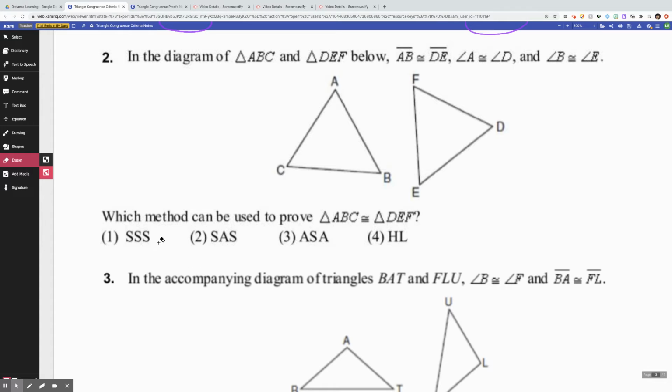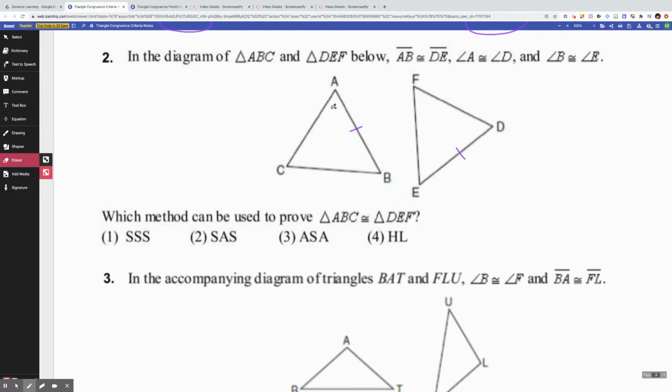In this diagram, we have that side AB is congruent to side DE. Angle A is congruent to angle D, and angle B is congruent to angle E. And they're asking which triangle congruence criteria applies. So I need to do some marking of my diagram with the information that they gave me. They said AB is congruent to DE, so I'm going to mark AB and DE both with one congruence marking, to show that they're corresponding parts that are congruent.